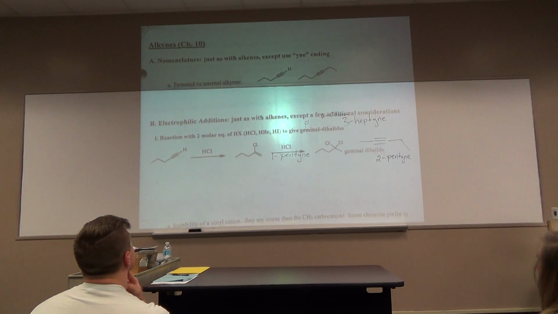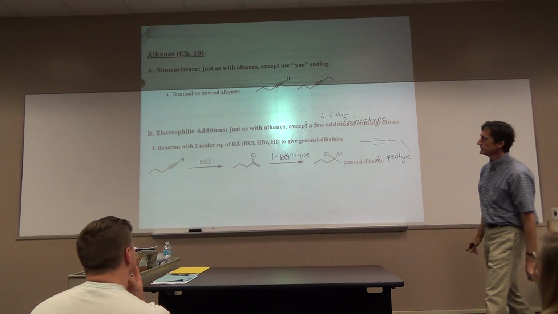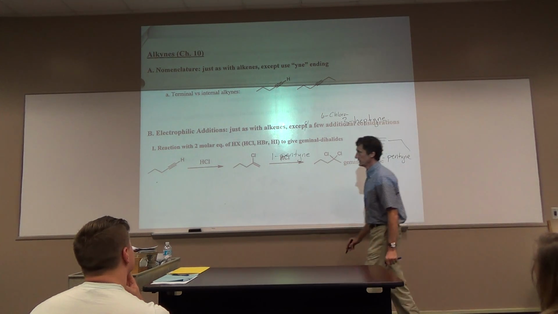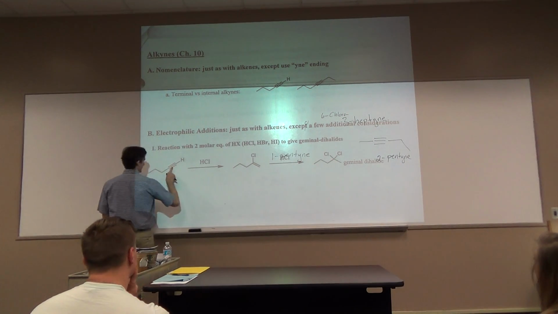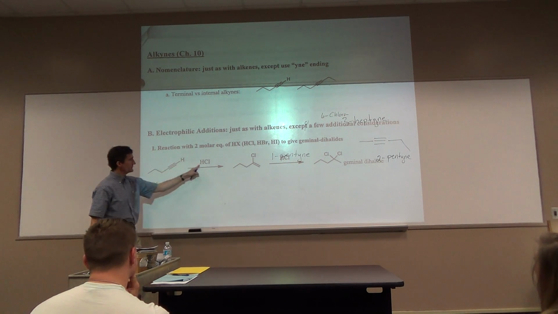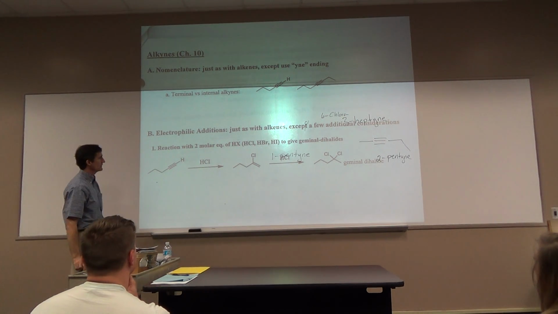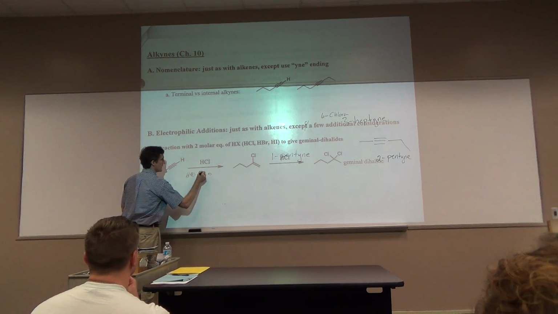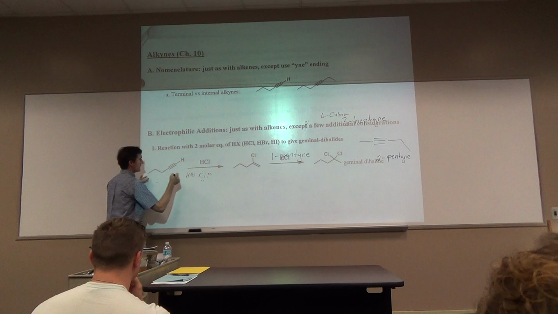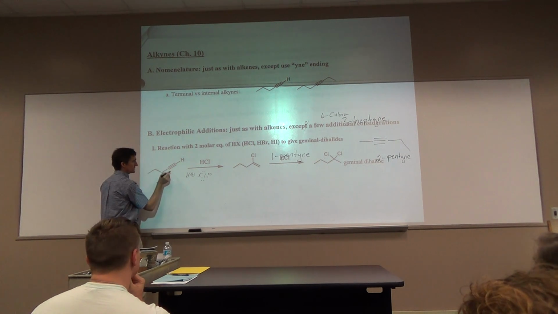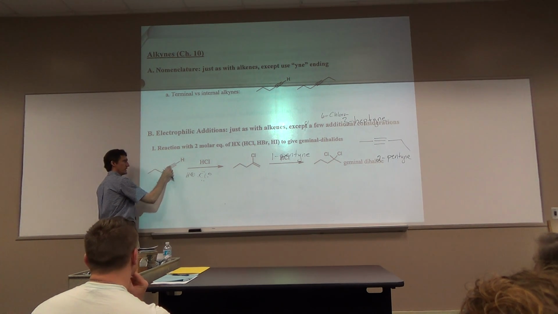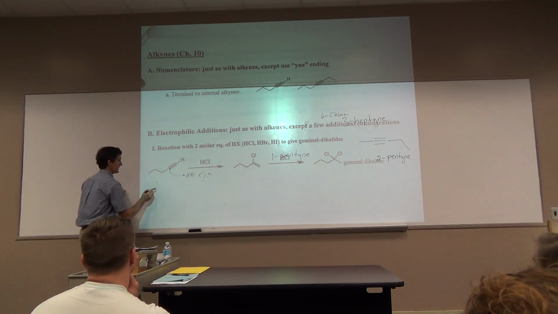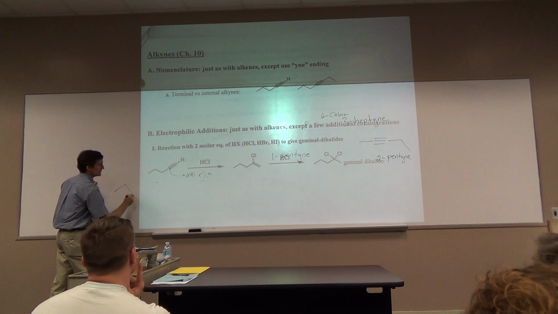Okay. Reactions: electrophilic additions, just as with alkenes, except for a few additional considerations. You take this terminal alkyne, react with HCl, and we can get this product. Very similar. We've got H plus, Cl minus. You can show it ionic or covalent. Pi electrons attack. Are we going to leave the cation on the left or right? Correct. We leave it on the left. And we'll get boom, boom, boom.